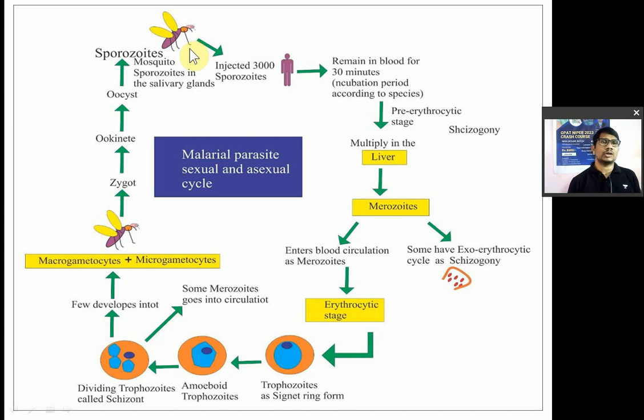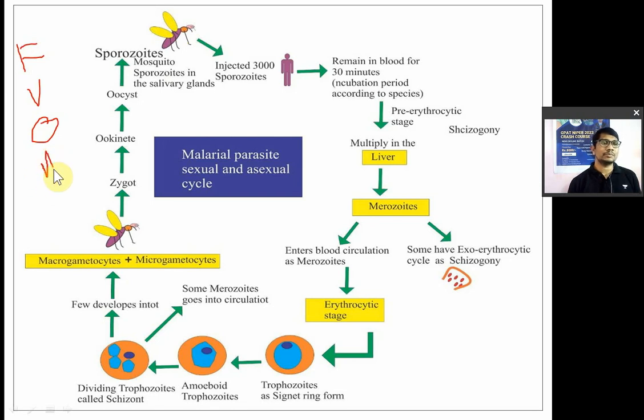Who is the causative organism for malaria? There are four parasites known as causative organisms for malaria. First one is Plasmodium falciparum. Second one is Plasmodium vivax. Third one is Plasmodium ovale. Fourth one is Plasmodium malariae. So these are the four Plasmodium species that can cause malaria.